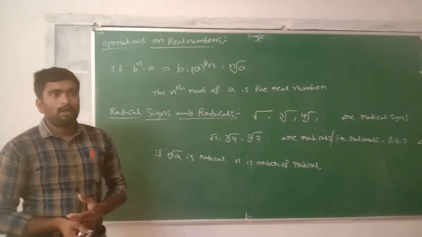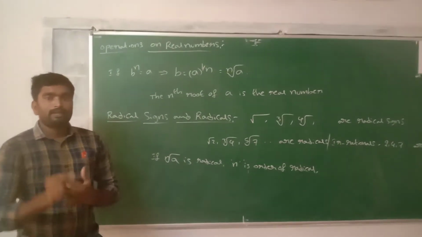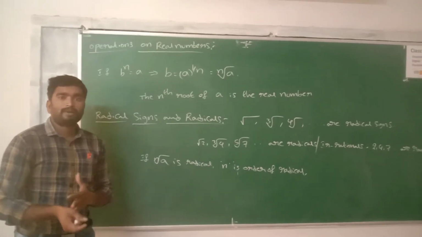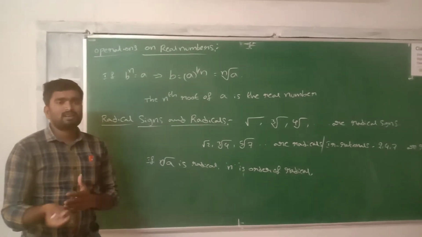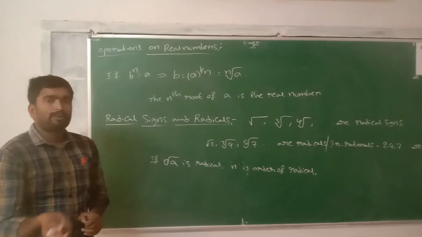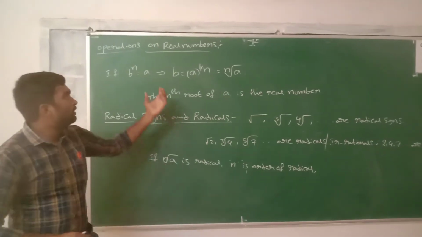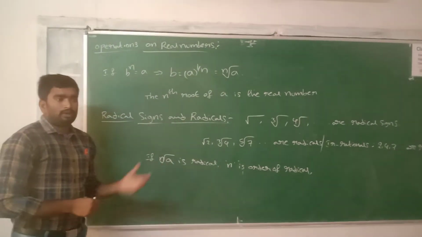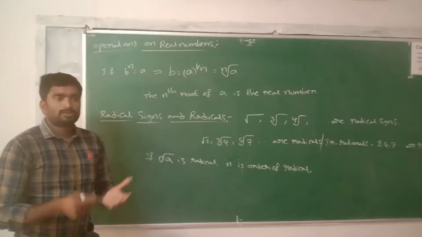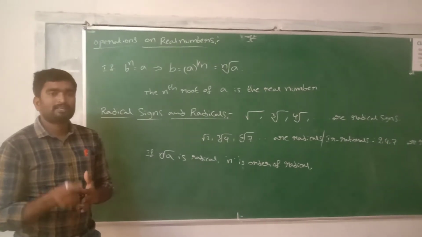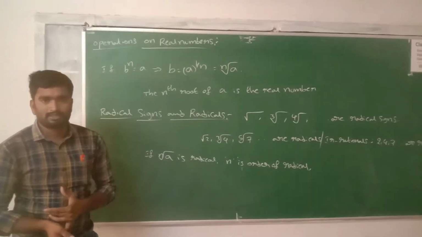And again, we know about rational numbers, so 1 by 2 plus 1 by 3. Subtractions and all are things we learned in previous classes. Next, what we learn in today's class is additions, subtractions, multiplication, and divisions of irrational numbers.